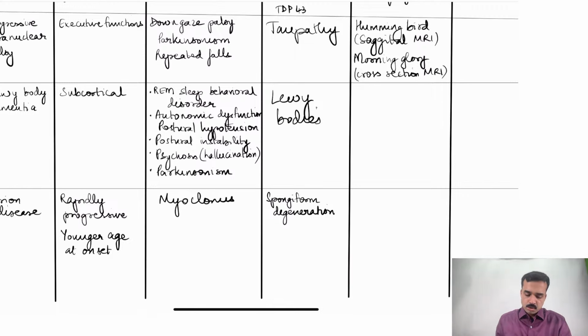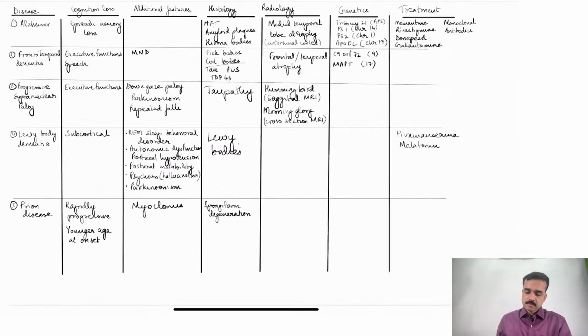This is what you see both in SSPE and in prion disease. Okay, myoclonus is what you get clinically. Spongiform degeneration on histology, or rather on gross examination. Okay, right. So this is about dementia.